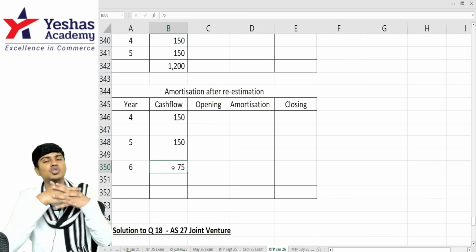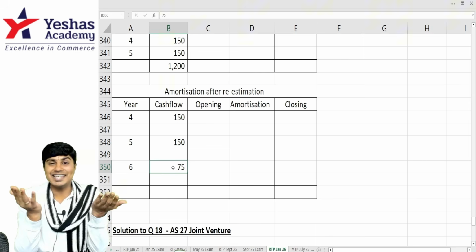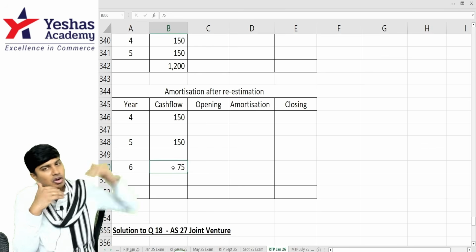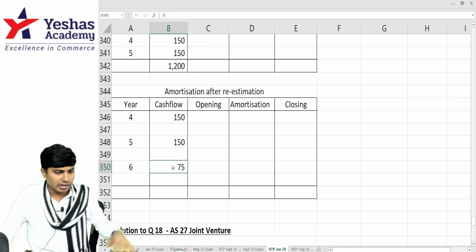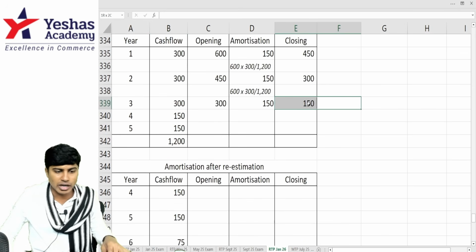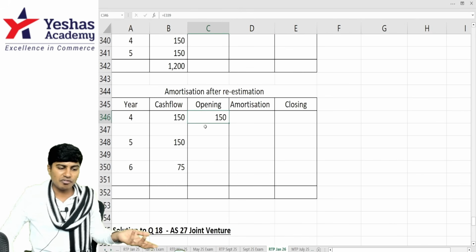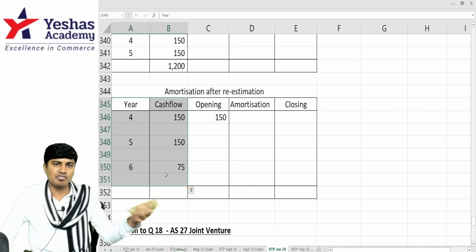When you re-estimate the useful life from 5 to 6, it is a change in accounting estimate to be given prospective effect and not retrospective effect. We will not change the first 3 years computation already done. I'll take the closing value as on year 3 as the opening value for year 4, 150. This 150 will be amortized over year 4, 5, 6 in the ratio 150 plus 150 plus 75.